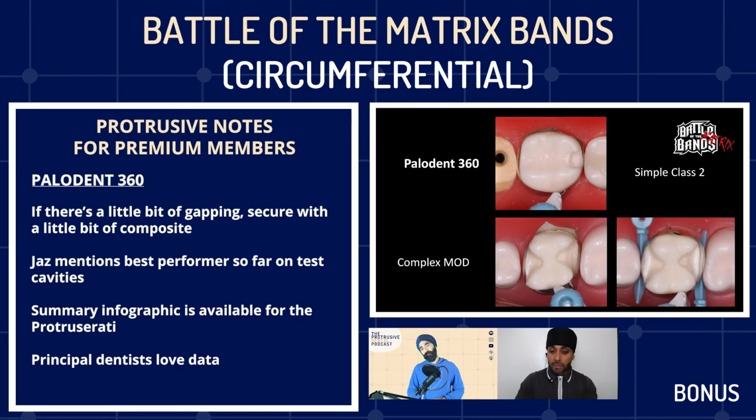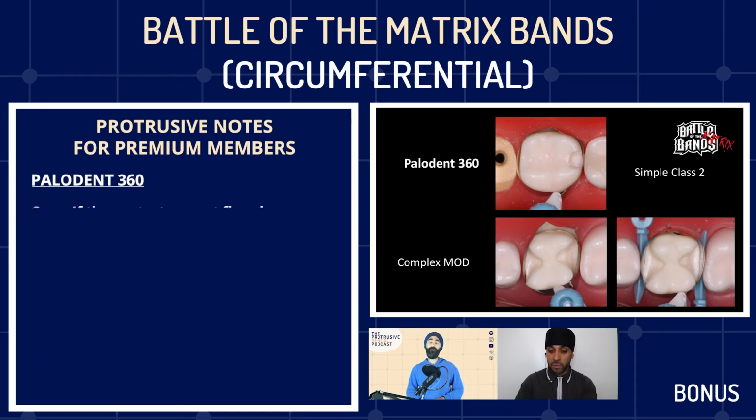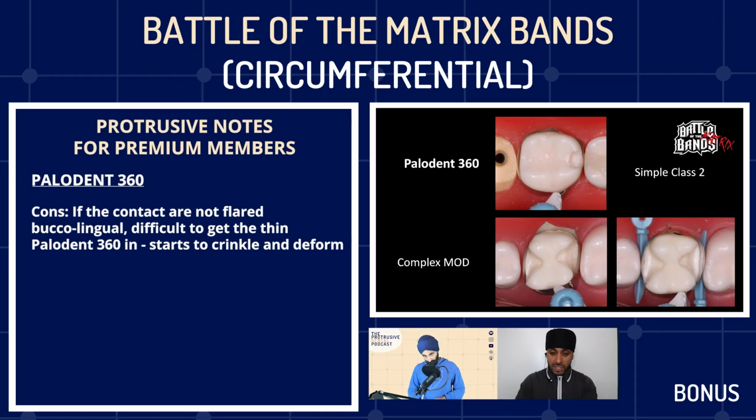But again, the problem being that when it was really thin in the mouth, I found that if I had a simple class two, but the contacts were not flared buccolingually, like the preparation was very minimal, sometimes it was actually difficult to get the Palodent 360 in. It just started to crinkle, and then I couldn't see it, and I'd have to throw that away. It becomes concave, it ruins the contact area, deforms the matrix. It would make a ledge in your composite. So I'd have to take it out and use a new one.